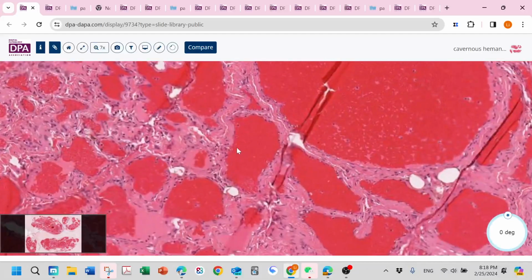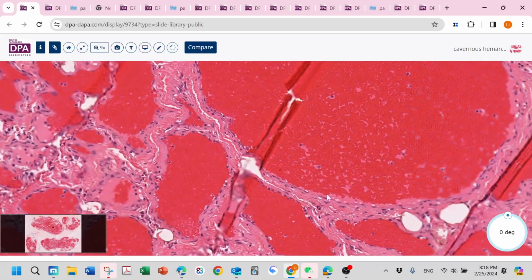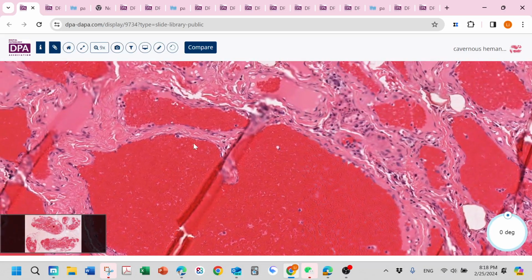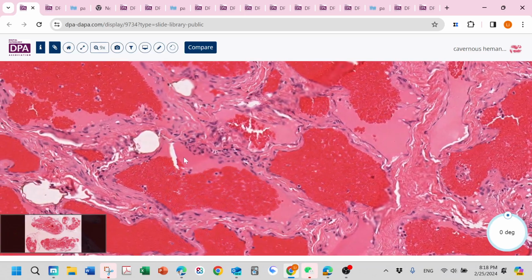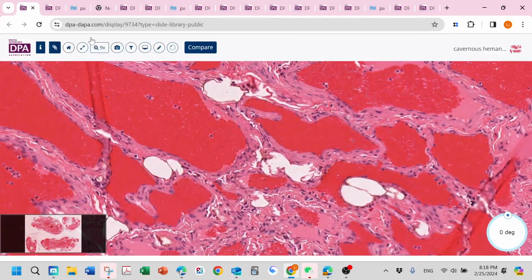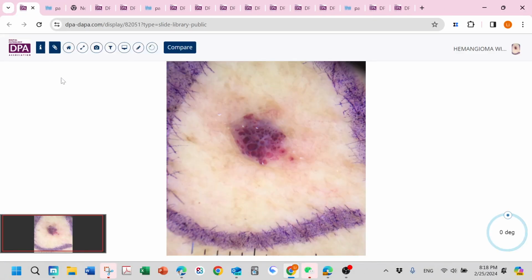Make sure to check the cytology. You do not see hyperchromatic, really atypical cells, and usually you do not find mitosis. Let's see the next one.